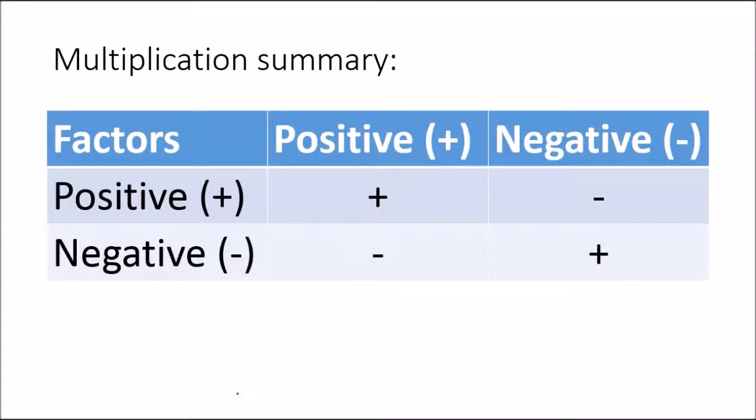And a quick summary of multiplication. All you've got to remember is that if your factors have the same sign, you'll always get a positive answer. So a positive times a positive gives you a positive, a negative times a negative gives you a positive. So the same sign gives you a positive answer. A positive times a negative gives you a negative, and a negative times a positive gives you a negative. So if they are different signs, you will always get a negative answer.